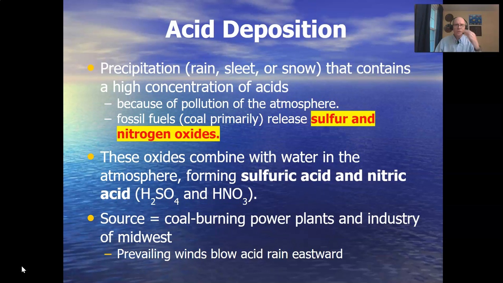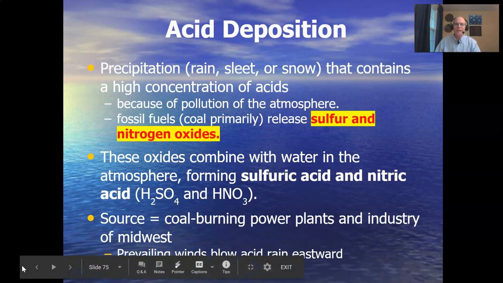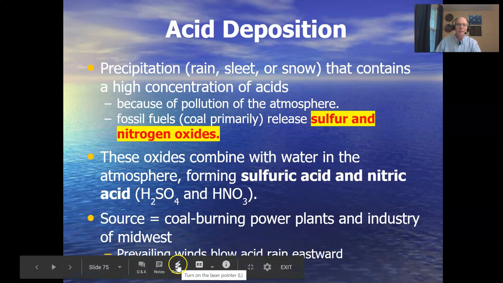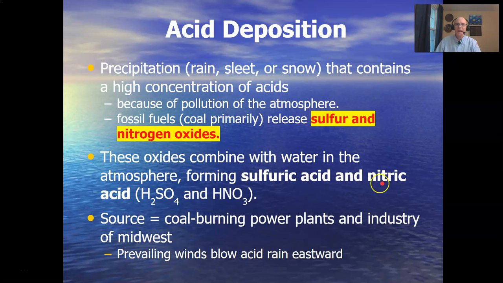So the first one, and maybe the big one, is what's called acid deposition. It used to be known as acid rain, but it can also fall as frozen precipitation. It can be acid sleet or acid snow, even acid fog. And it contains high concentrations of acids, primarily because of secondary pollutants, reactions in the atmosphere that cause the formation of sulfuric acid and nitric acids from sulfur oxides and nitrogen oxides.